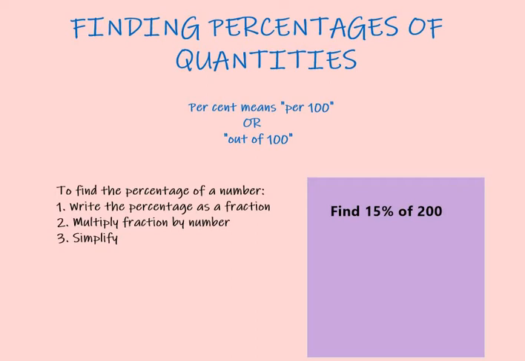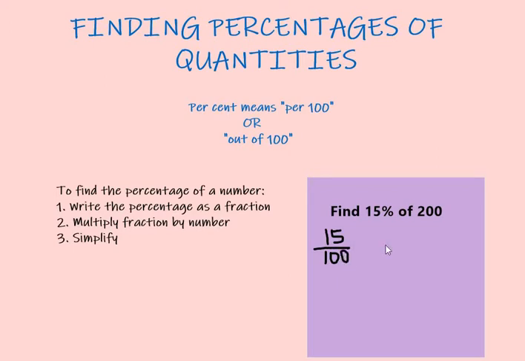Let's look on the purple square to your right. It says find 15% of 200. Let's follow our steps. We're going to write the percentage as a fraction. Now let's remember, percent means out of 100. So if it is 15%, how do we write that as a fraction? We take our 15 and write it out of 100. Very good. So we just represented it as a fraction.